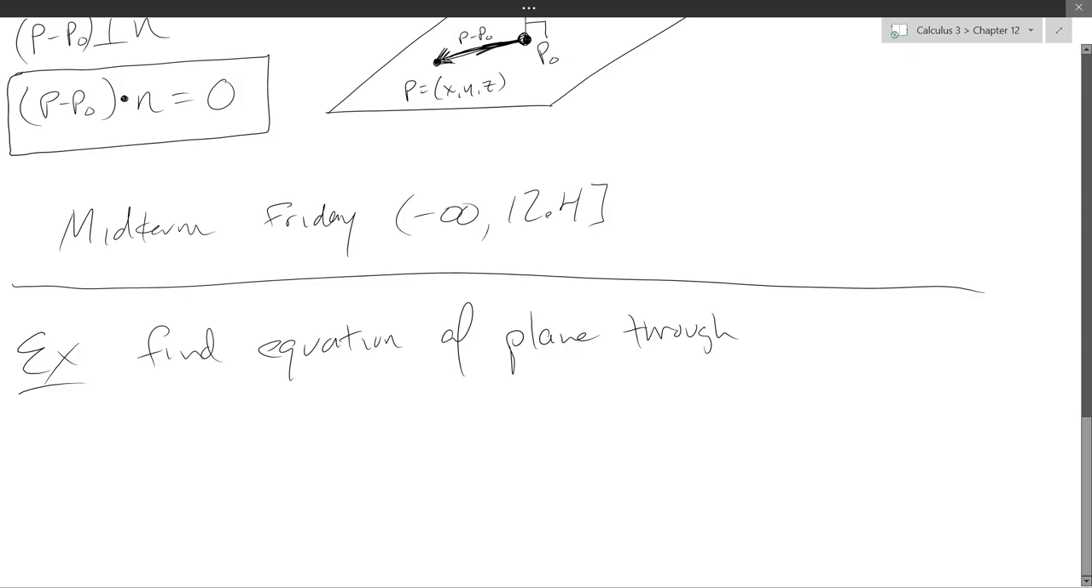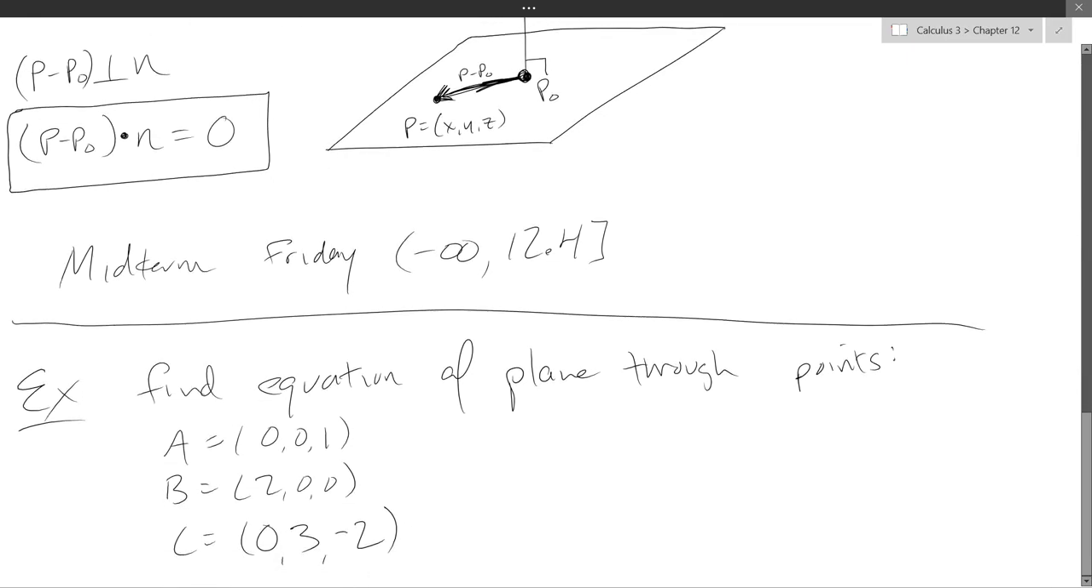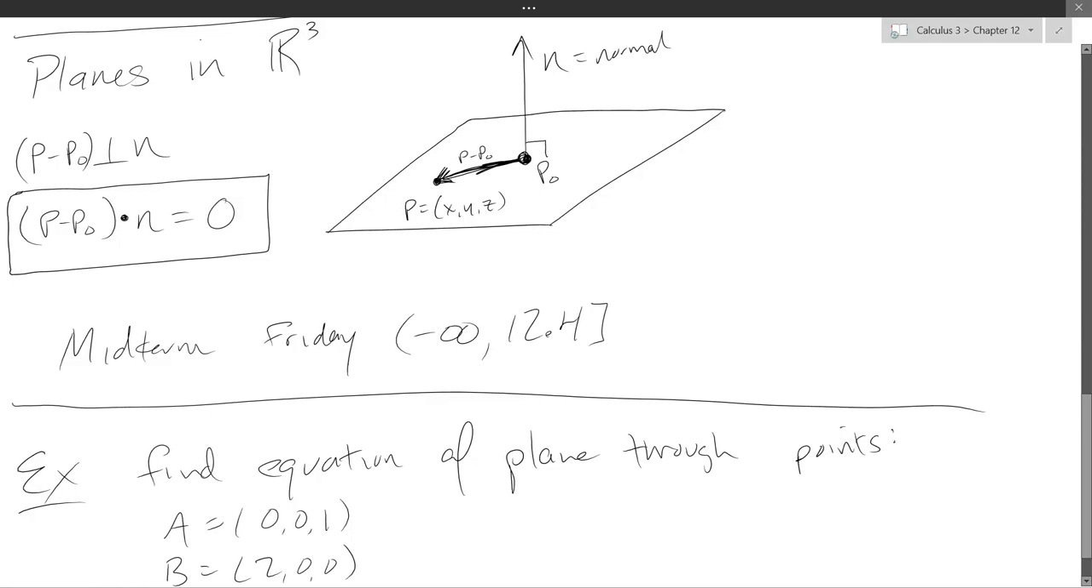So through these 3 points. So we got A (0, 0, 1), B (2, 0, 0), and C (2, 0, 3, -2). We got 3 points. They're on the plane. So let's try to sketch out what our plane looks like.